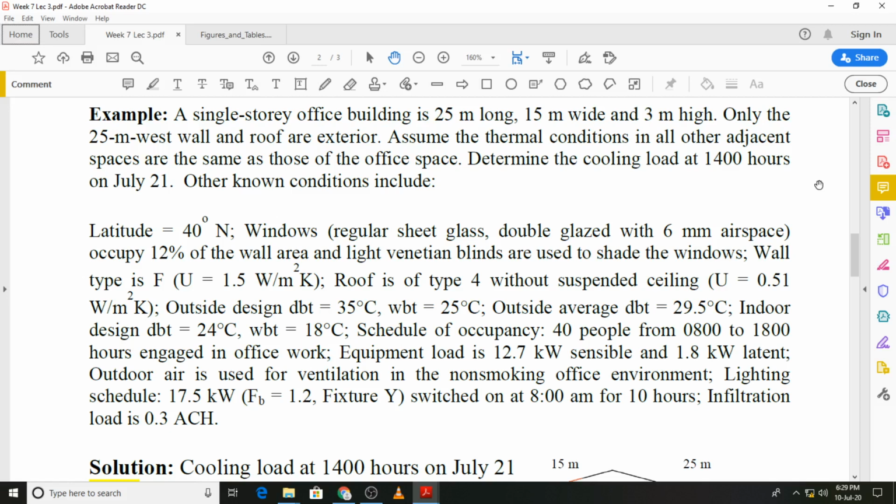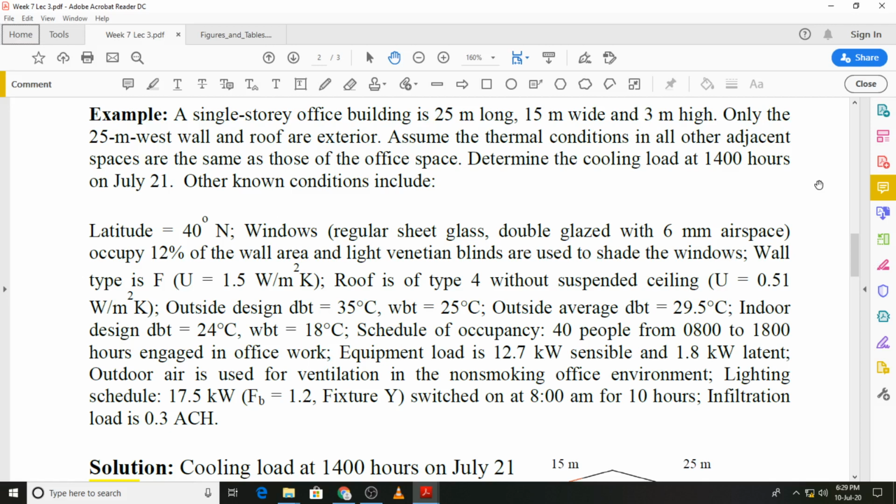The inside and outside design conditions are given. The occupancy schedule is given. The equipment load is also given to us. We are given the requirement for ventilation, that is the office environment is non-smoking. The schedule for lighting is also provided to us, and the infiltration load is also given as 0.3 air changes per hour.